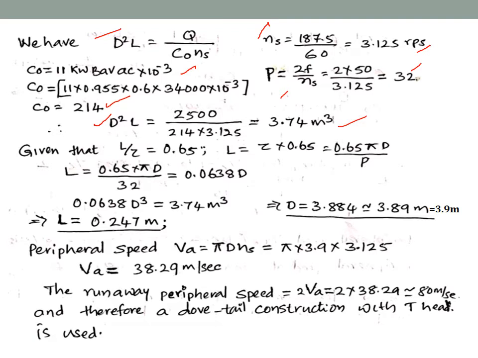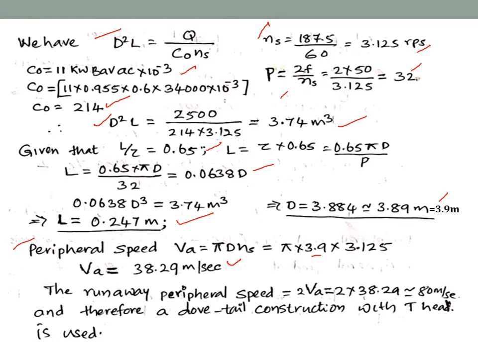So L by tau ratio is given. You can use this one to separate L and D. So finally, we will get D is equal to 3.89 meter, that is 3.9 meter. L is equal to 0.247 meter. Once you find D and L, peripheral speed VA is equal to pi D NS. Substituting D here, VA comes out to be 38.29 meter per second.